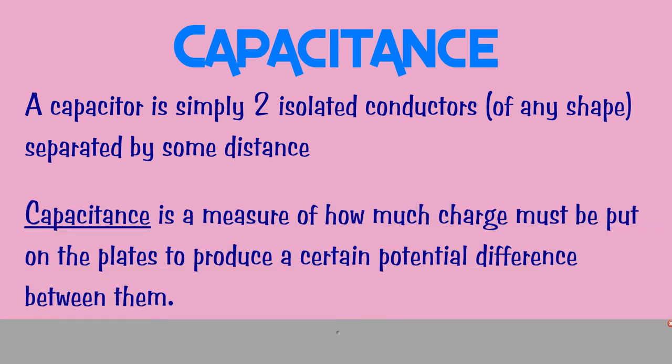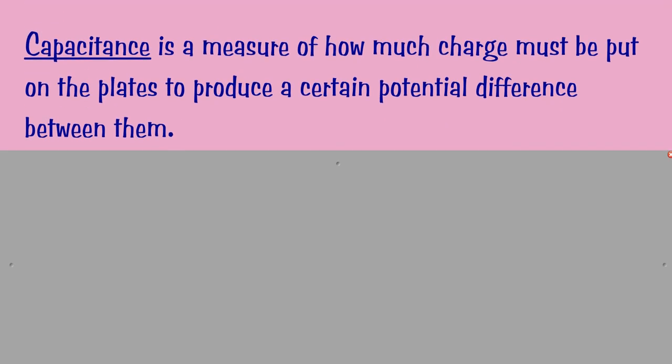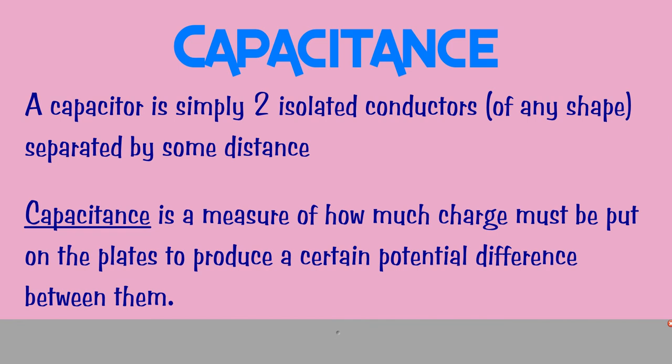Capacitance, on the other hand, is a measure of how much charge must be put on the plates of a capacitor to produce a certain potential difference between them. When I say on the plates of the capacitor, that's really just a quick way of saying on those two conductors that make up a capacitor. Often those conductors are plates, so two-dimensional objects, but we'll actually see some examples of things that are not plates, but rather are cylinders or spheres or some other regular shape. That term capacitance is going to be really important to us as we study capacitors.